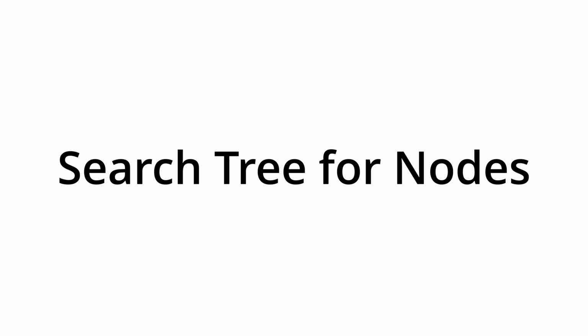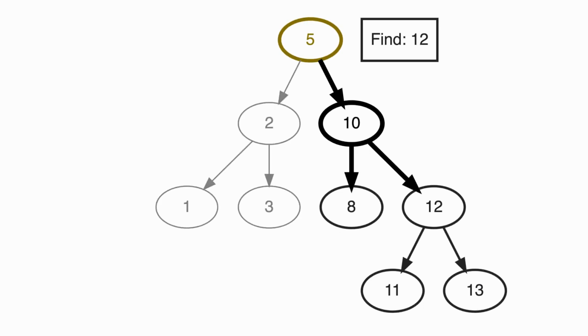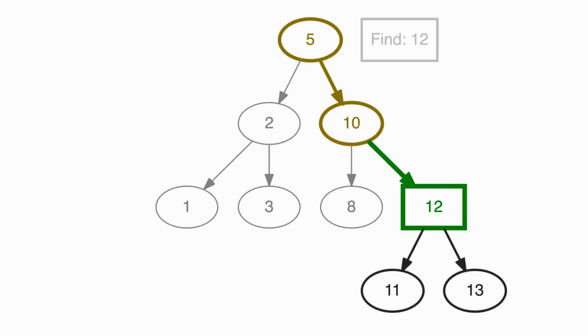The next operation is to search the binary tree for specific nodes. Searching for nodes is very similar to adding nodes. We start at the root and compare our target number, 12, with the root's value, 5. Since 12 is greater than 5, we move right. We then compare 12 with the next node's value, 10. Since 12 is greater, we move to the right again. We then compare 12 with the current node's value, which is also 12. Since both our target and current node are 12, we have found the node.